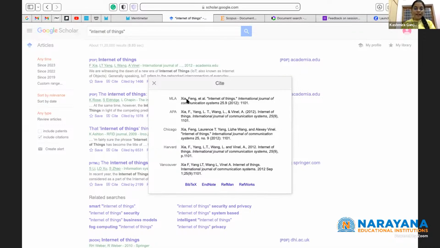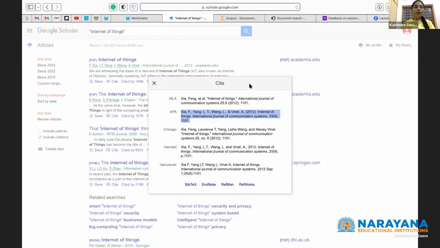and it will show you different referencing styles, like MLA style, APA style, Chicago style, Harvard style, Vancouver style. The most commonly used style is APA. It goes like this: first the author names, then year, then journal article title, and then journal name, volume, issue, and page number. This is how you cite your references.